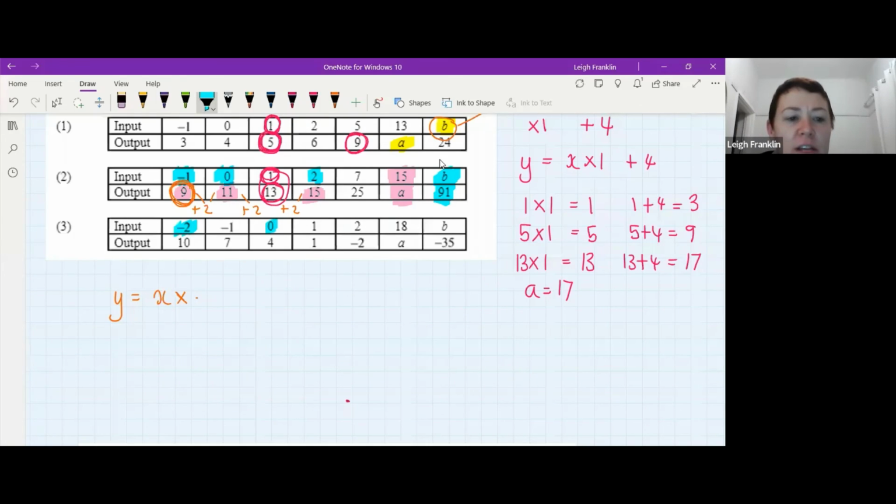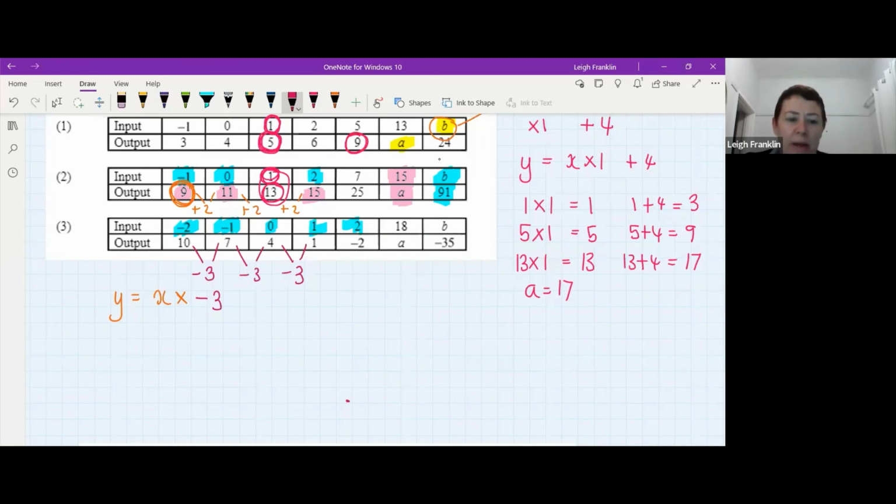If you have a look here, these are all consecutive numbers, -2, -1, 0, 1, 2. What's the difference? What's happening each time? To get from 10 to 7, I had to take away 3. And then when I go from 7 to 4, I've got to take away another 3. And then when I go from 4 to 1, I've got to take away another 3. So good. So what am I going to times my input by? -3. Yes, ma'am.